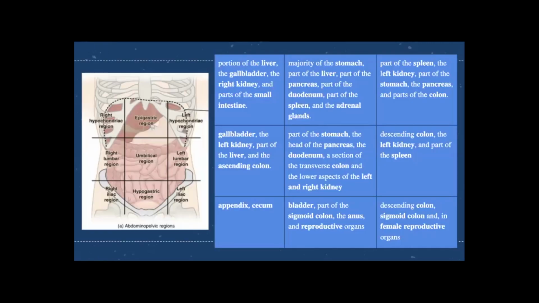Okay, so now we're going to go over the directional terms. Does anyone have any questions about this before we move on? Because I know this is tough to learn. Okay, seems like everyone's good. So we're going to move on now.